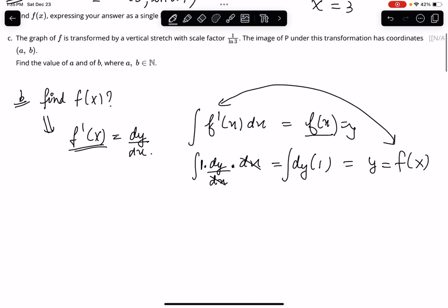Now in this case, you can see that f of x is just going to be the integral of (6 - 2x) divided by (6x - x squared) dx.